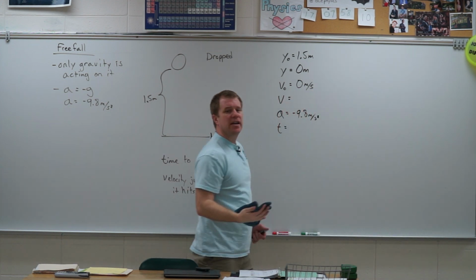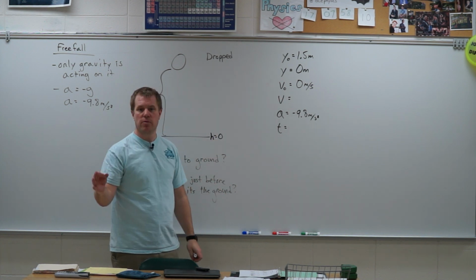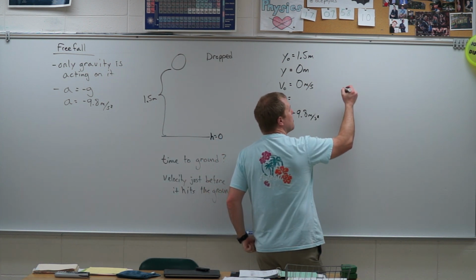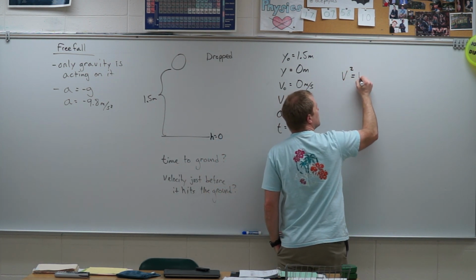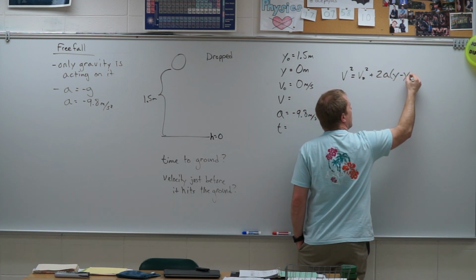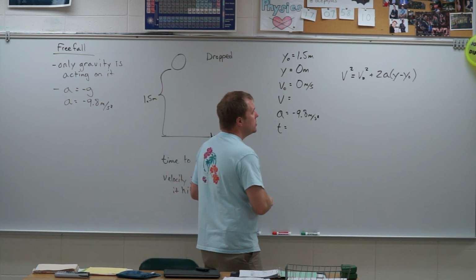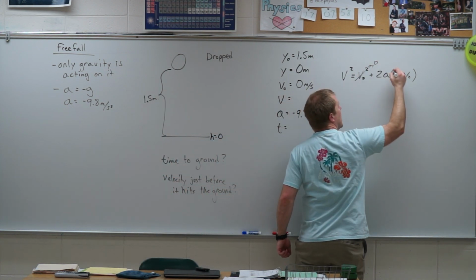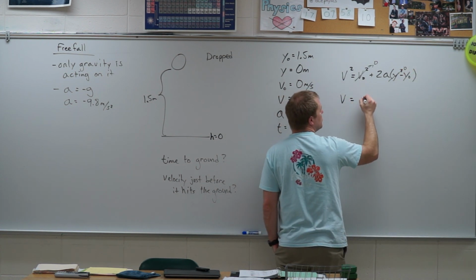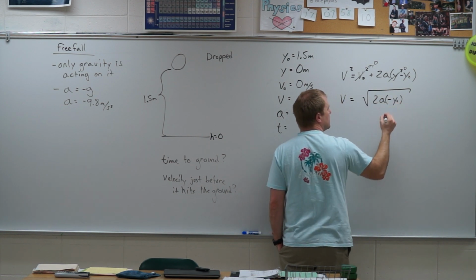So let's assume that I didn't find time. I just wanted to find v final right away. So I'm going to pick an equation without t. An equation without t is equation number 3 for us that says v squared equals v naught squared plus 2a times y minus y naught. Okay. Going ahead and canceling stuff out here. So it initially is dropped and it lands on the ground. Okay. And I'm left with v is equal to the square root of 2a times negative y naught.